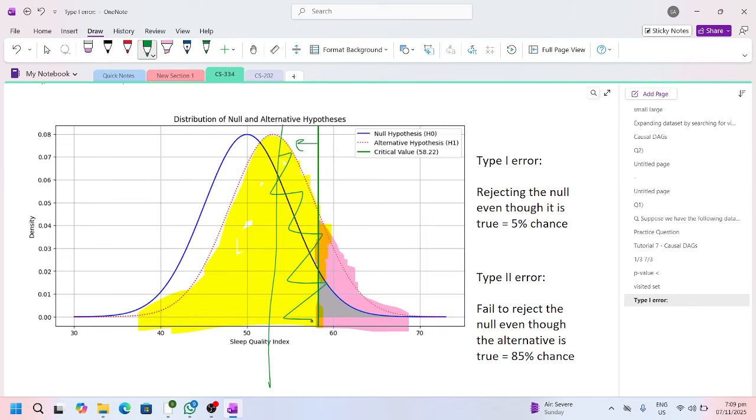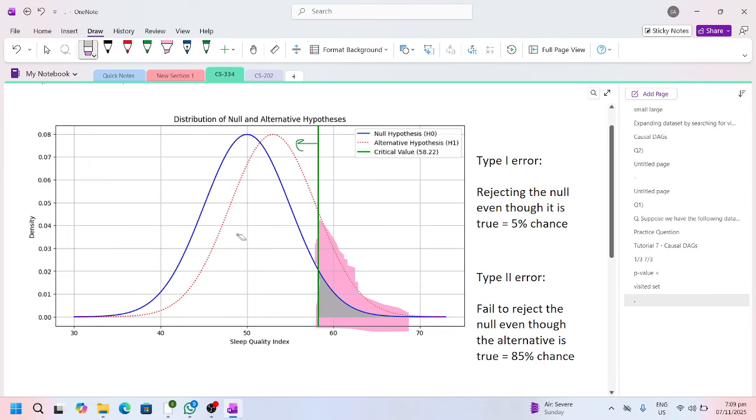So this was one way of increasing power. This method of increasing power essentially involves modifying the design of your study altogether. There are other ways of increasing the power of your study as well, and I will highlight those as well.